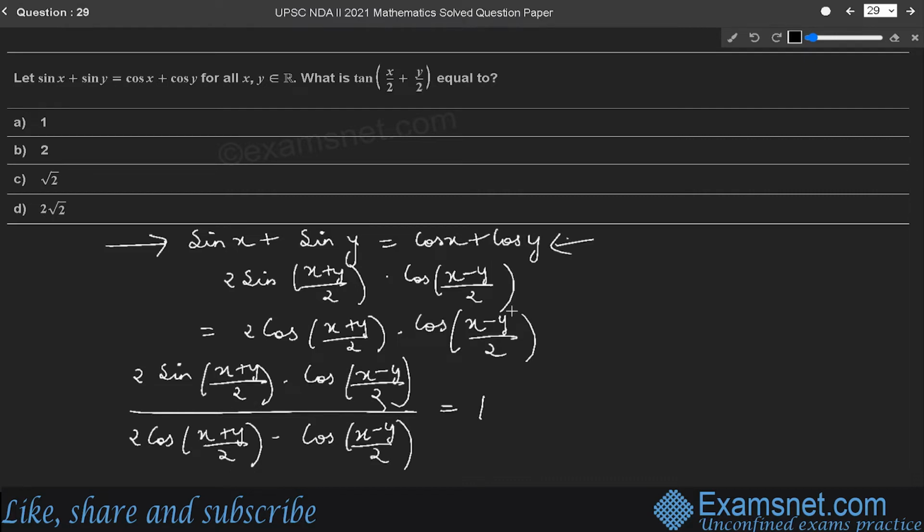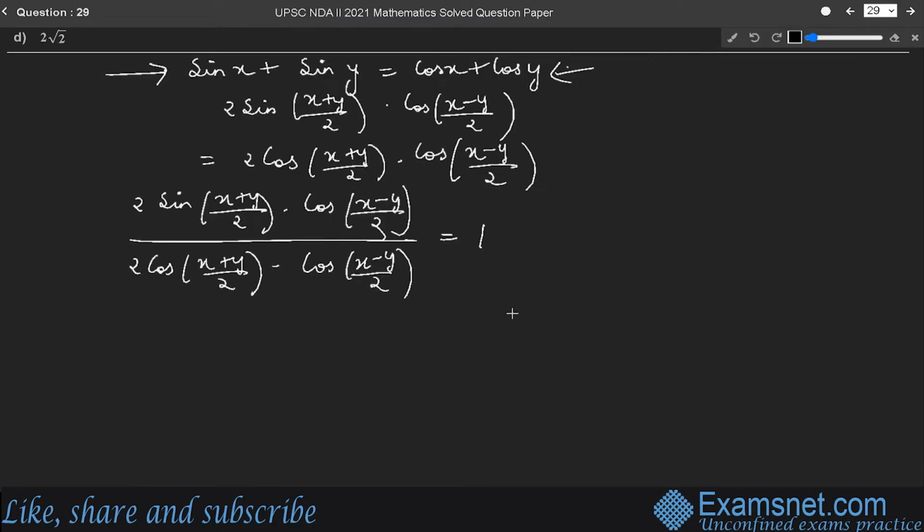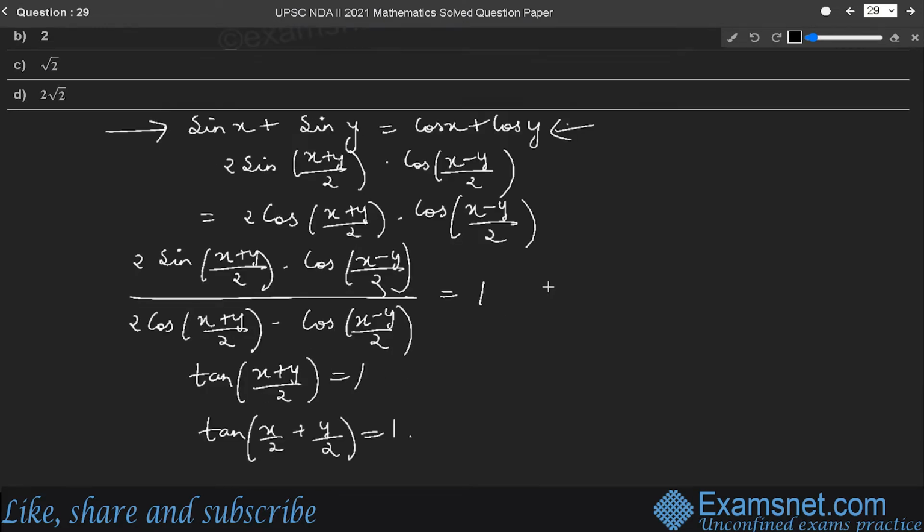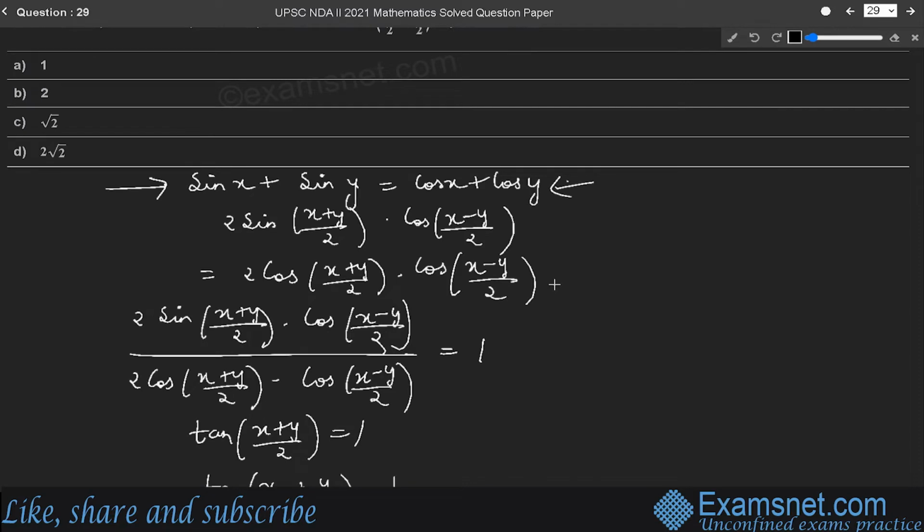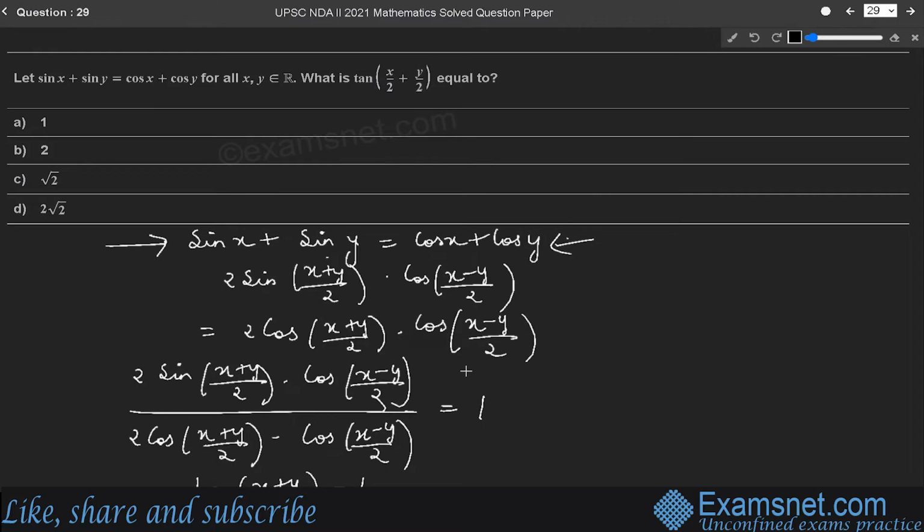Taking this on the left hand side in the denominator part, it will be the term. So now it can be tan((x+y)/2) is equal to 1, or we can write that tan(x/2 + y/2) is equal to 1. So very easily we have found the values for this. We have to just use two formulas here, which are sin A + sin B and cos A + cos B. So the required answer for this question is option number A, which is 1.